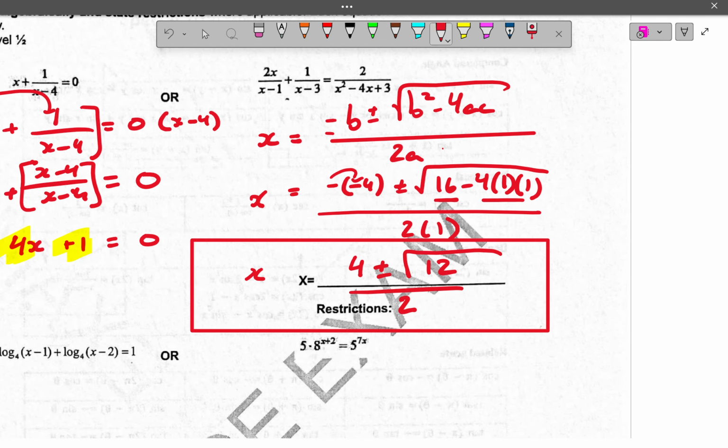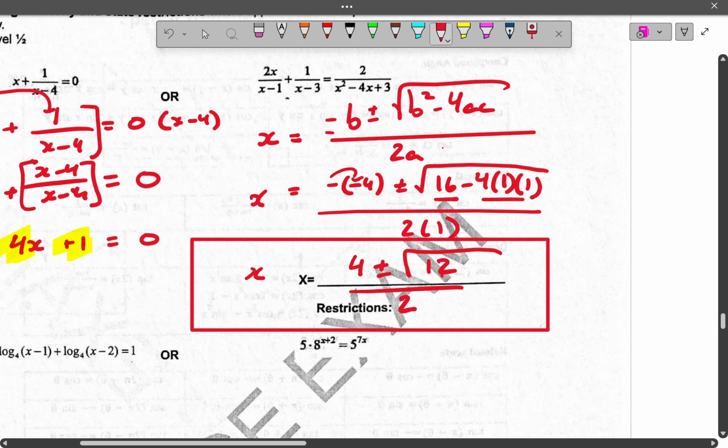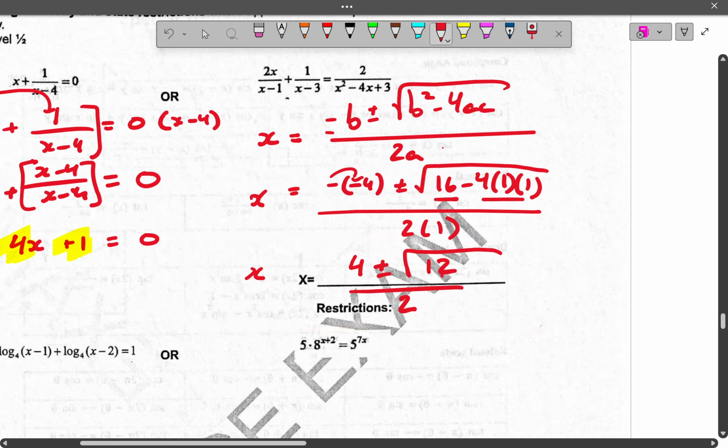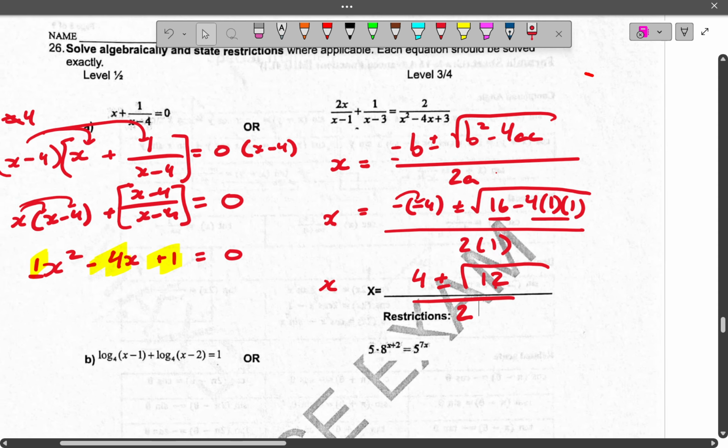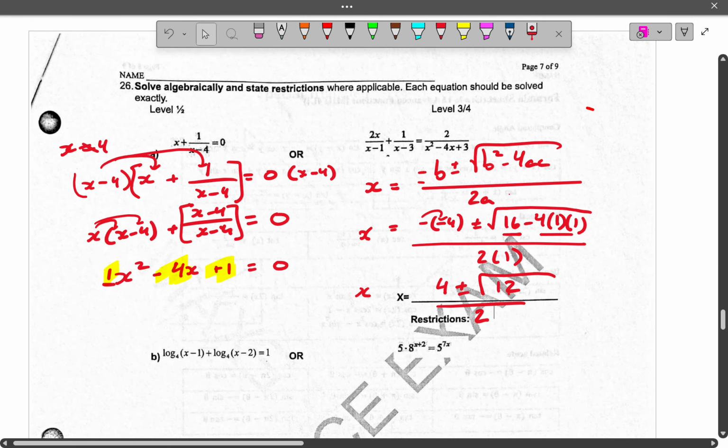So we have two answers here. We have 4 plus the square root of 12 divided by 2, and then 4 minus the square root of 12 divided by 2. And that's how you would solve this question. And on the next one now, I'll get this erased.